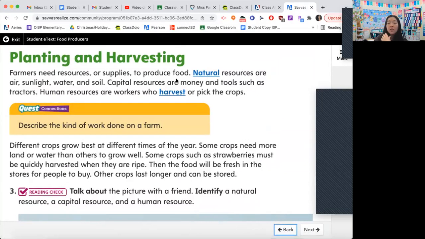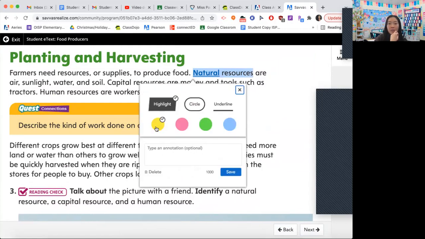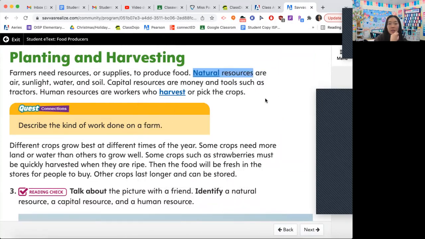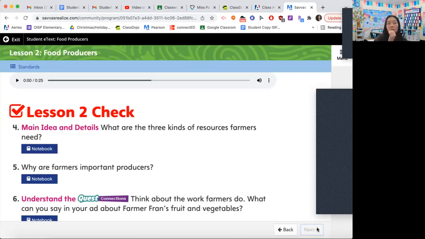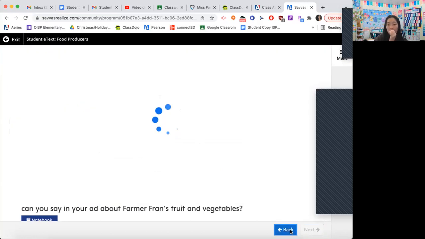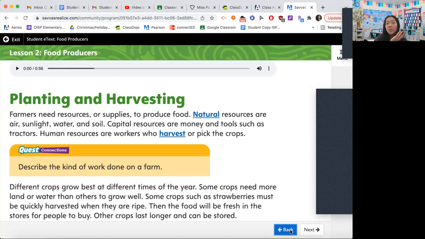Sunlight. Okay, so that's a natural resource. So sunlight is a part of natural resources. Okay, what else? Water, and soil. Okay, so that's going to be a natural resource. So the question was, what are the 3 kinds of resources? So water, sunlight, soil, air, those are all natural resources. Tell me the 2 other kinds of resources.